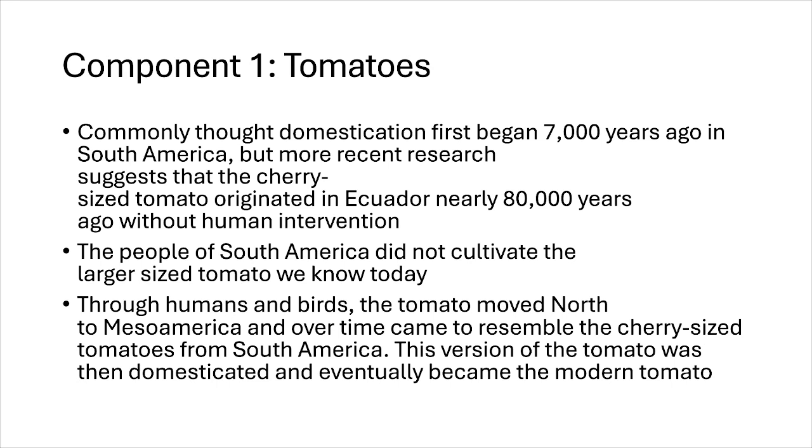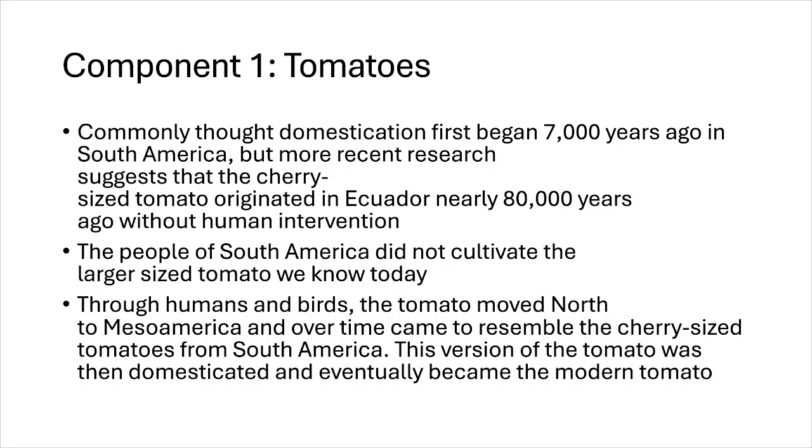The first component that I will talk about would be the tomato. It's commonly thought domestication first began 7,000 years ago in South America, but more recent research suggests that the cherry-sized tomato originated in Ecuador nearly 80,000 years ago without human intervention. The people of South America did not cultivate the larger-sized tomato we know today.